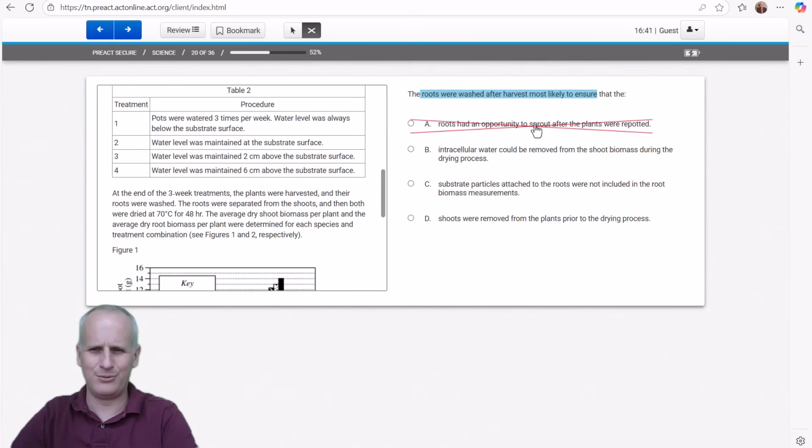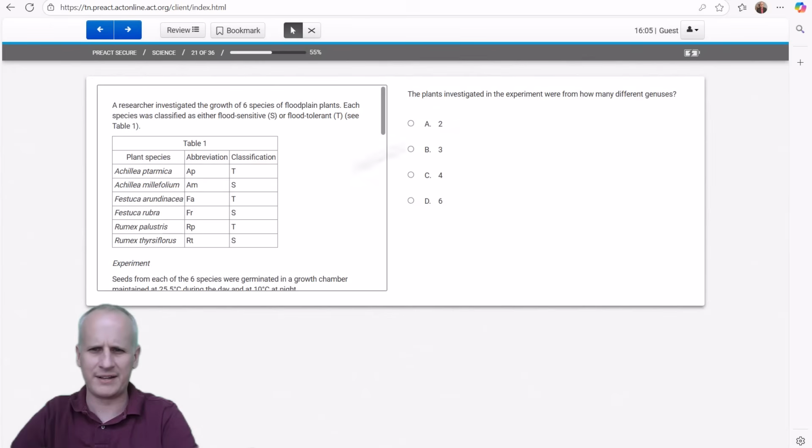We know it's not to guarantee that the roots could sprout afterwards. Intracellular water could be removed from the shoot biomass during the drying process. Well, no, it doesn't say anything about drying when we're washing. Washing happens before the drying, so that doesn't make any sense. Substrate particles attached to the roots were not included in the root biomass measurements. Well, ding, ding, ding. That's very technical, sciencey language, but that's absolutely correct. And then choice D, shoots were removed from the plants prior to the drying process. Well, that's just what happened. It's not what it was intended to do. So we can select choice C and move on to the next question.